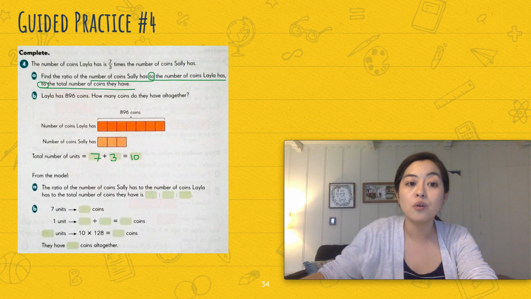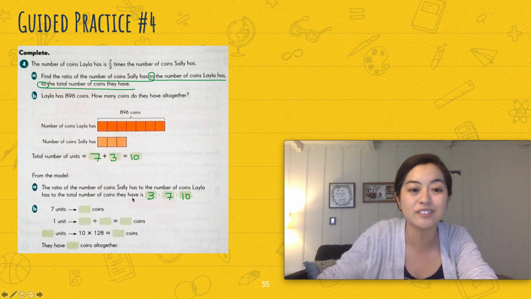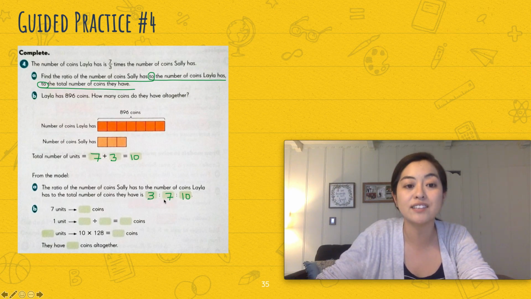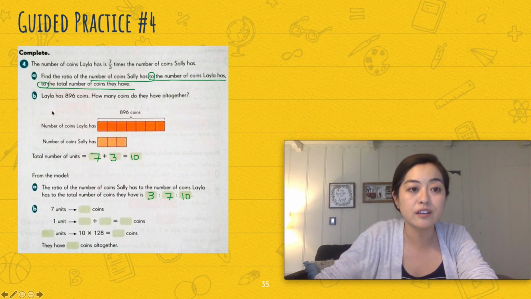So now we know the number of coins Sally has is 3, the number of coins Layla has is 7, and the total number of coins they have is 10. So the ratio is 3 to 7 to 10. Now that we have this information, let's look at B. Layla has 896 coins. How many coins do they have all together?